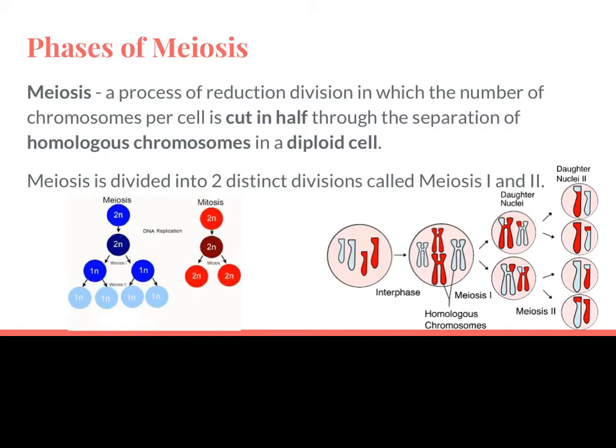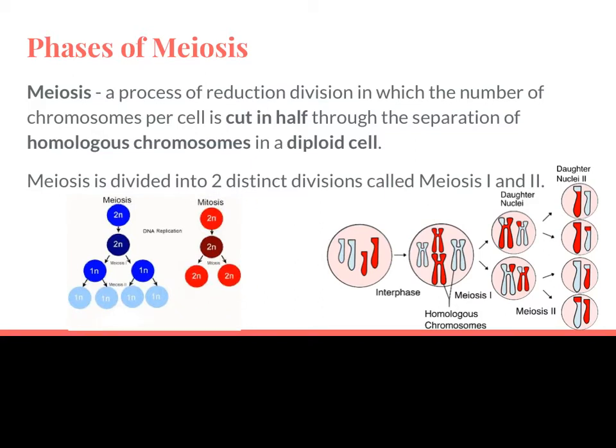Meiosis is a process of reduction division, which means we're getting smaller, in which the number of chromosomes per cell is cut in half through the separation of homologous chromosomes in a diploid cell. What does it mean? Here's a cell. We are going to replicate it like we used to do, and then we are going to break it down into 4 essentially haploid cells in males, and 2, as you can see, are actually what occurs in mitosis. Okay, so 2 identical cells.